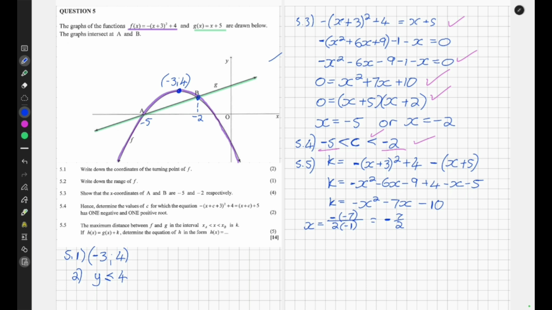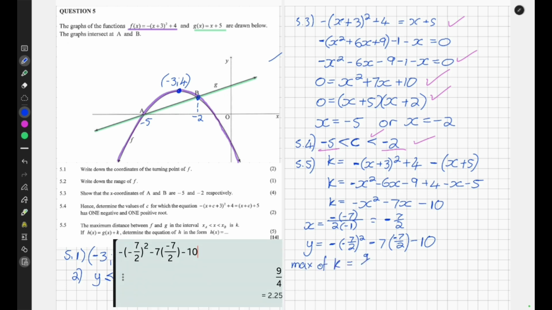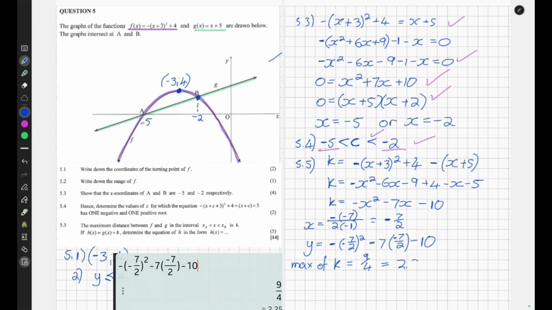Now the answer to this question, I'm still 2 steps away. This is the x value of that point where the maximum is, but this isn't the maximum. The maximum I get if I sub this into the k expression that we got. So minus 7 over 2, which was negative, squared, minus 7 times 7 over 2, which is still negative, and then minus 10. So therefore the maximum value of k would be equal to 9 over 4, or it would be 2.25.